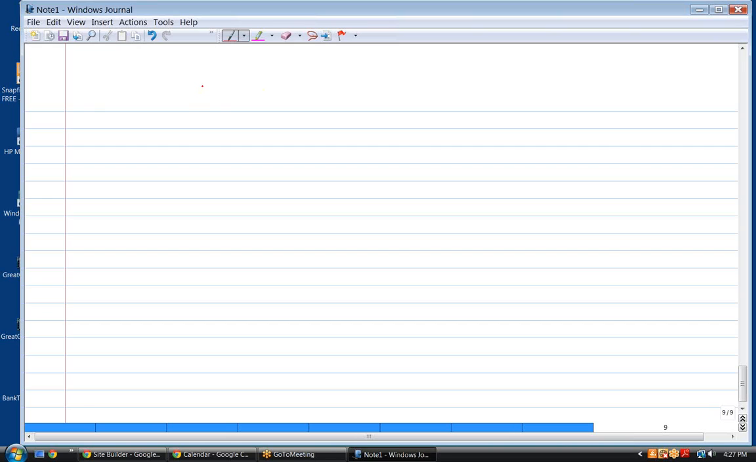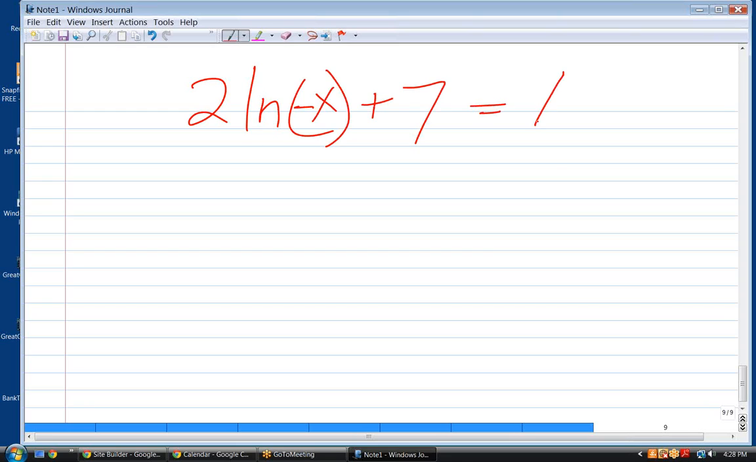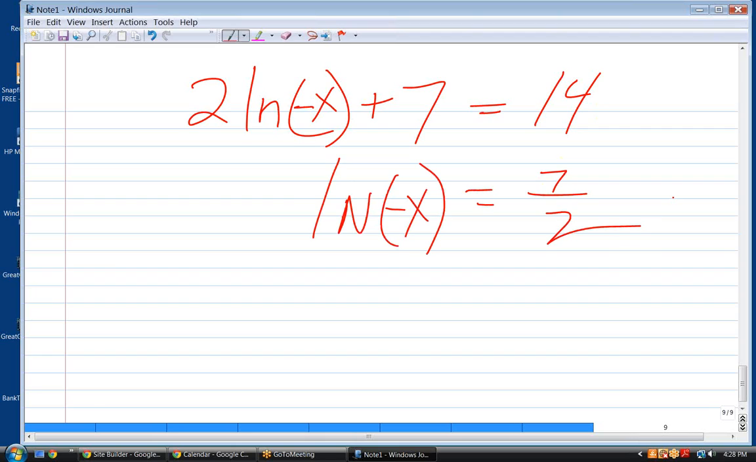Two, sorry. 2 natural log of -x plus 7 equals 14. The plus 7 outside the parentheses? Outside the parentheses, yeah. Okay. Equals 14? Mm-hmm. Okay. So I've got the natural log of -x equals 7/2. Mm-hmm. Okay. So what now?